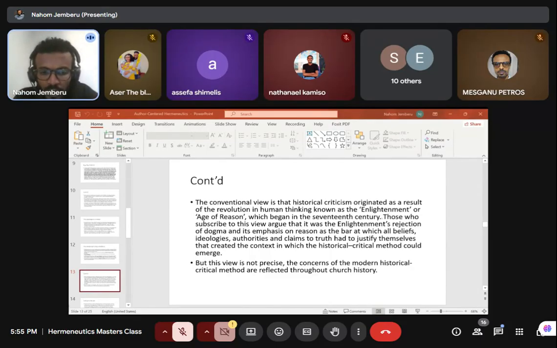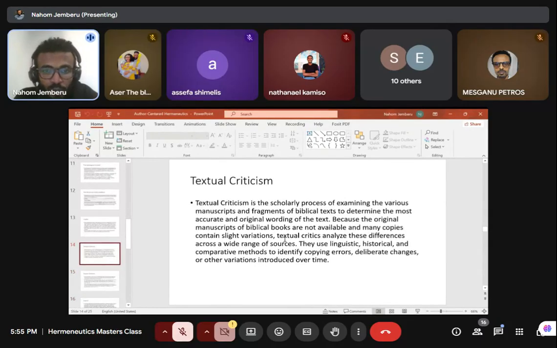But it's good to remember that the church was concerned with some of the issues that the historical critical method tries to resolve. Textual criticism, as I've already said, is the scholarly process of examining the various manuscripts and fragments of the biblical text, and it tries to determine the most accurate and original wording of the text. I believe I've explained this in detail, so let's proceed to source criticism.